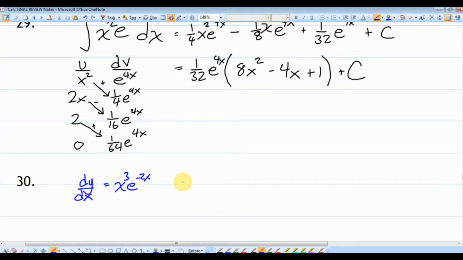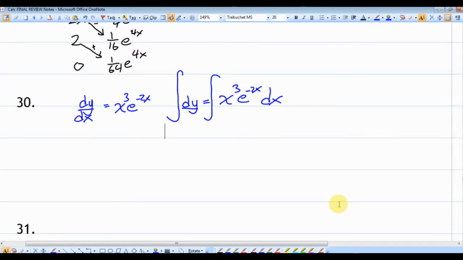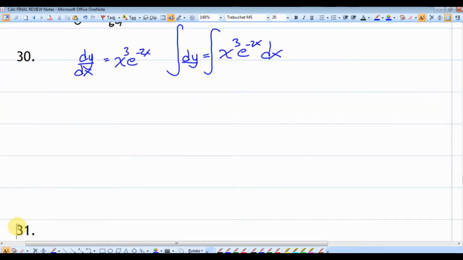Sure. Okay, separation of variables. Good idea. dy equals x cubed e to the negative 2x dx, integrate. That looks like integral by parts, doesn't it? Yeah. Let's tabulate. So much easier. Remember, you cannot use tabular for everything. Just be warned. Don't try to use the tabular method on everything.